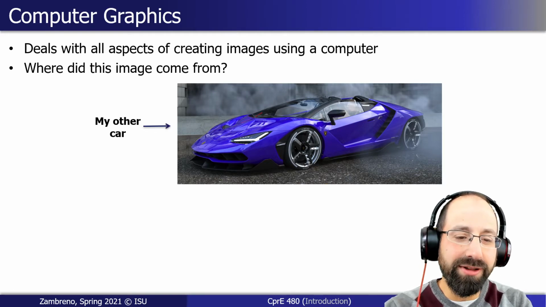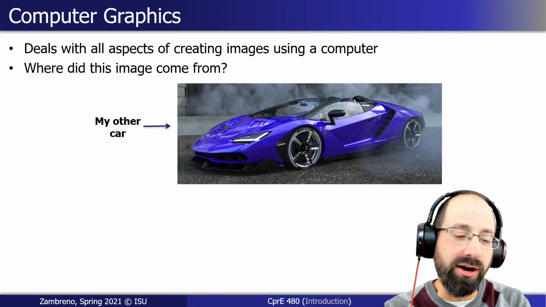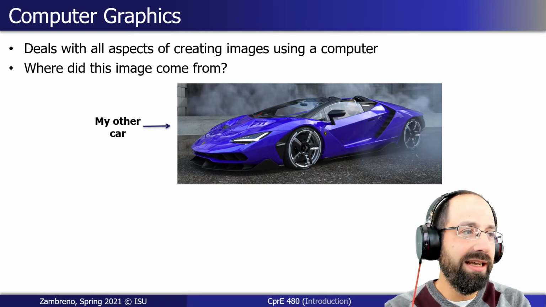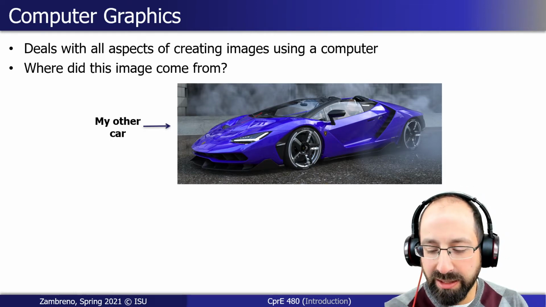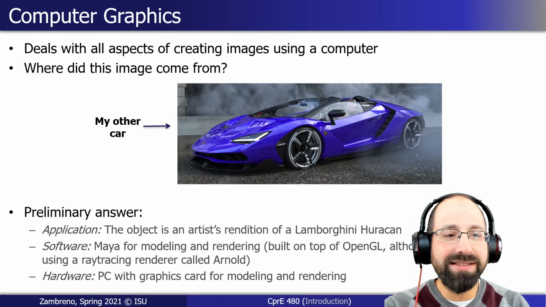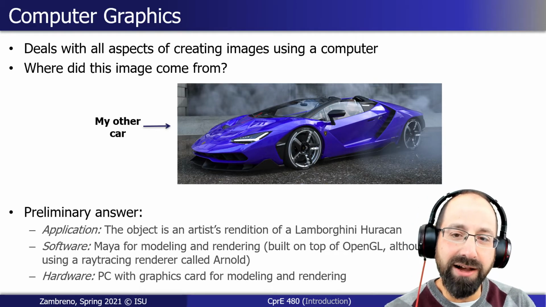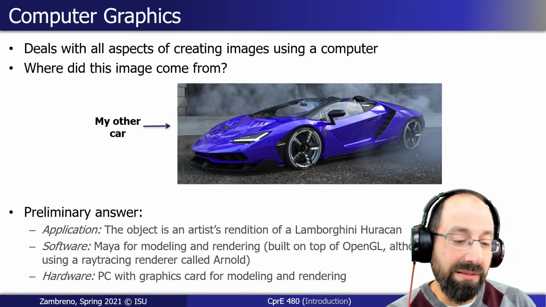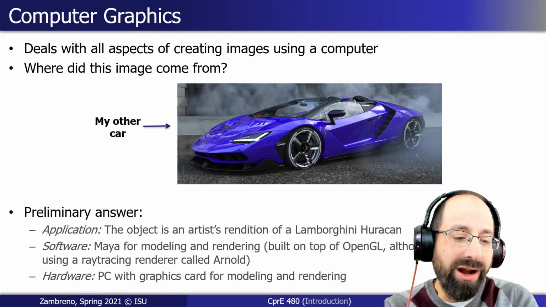So to start with, where did this image come from? This is my other car. My daily driver is a 2006 Honda Civic. But for the weekends, when the weather's a little nicer, I take this one out for a spin. Well, what kind of car is this? First off, it's a render. It's an artist's rendition of a Lamborghini. How was it created? It was created using a piece of software that some of you may have used called Maya for modeling and rendering.